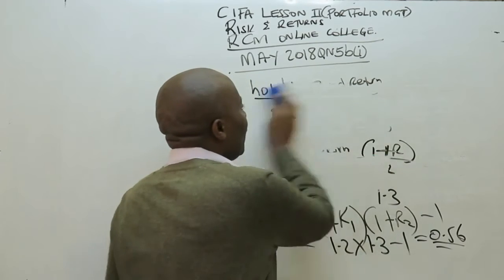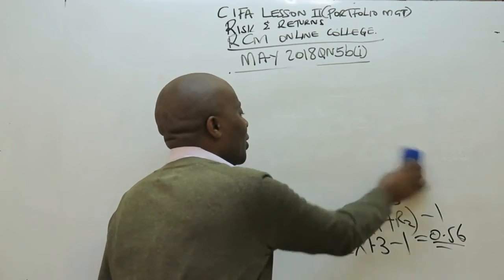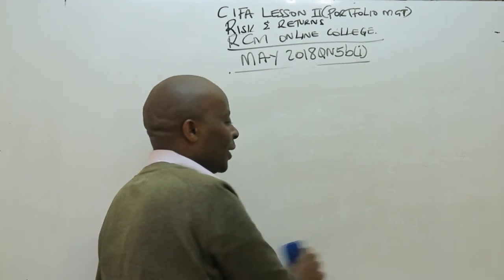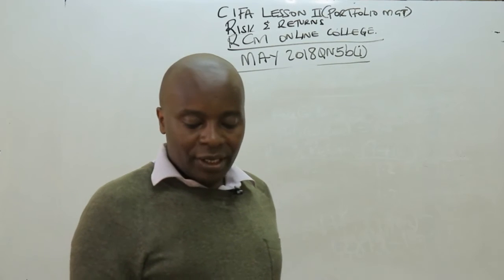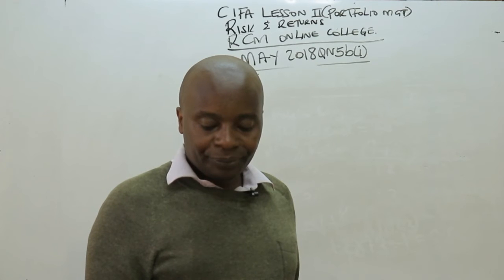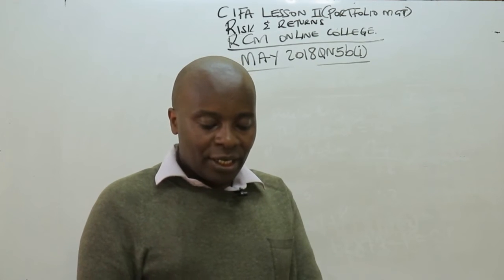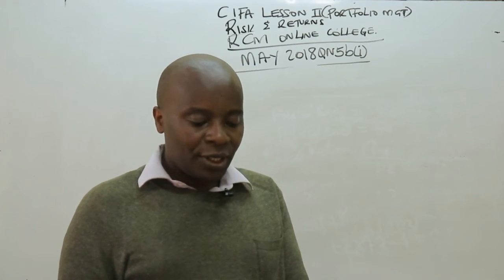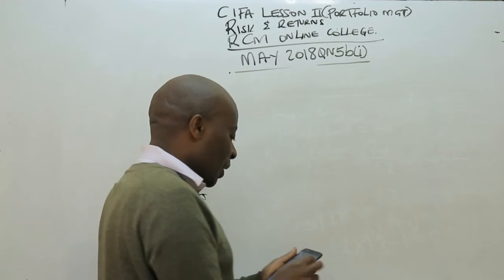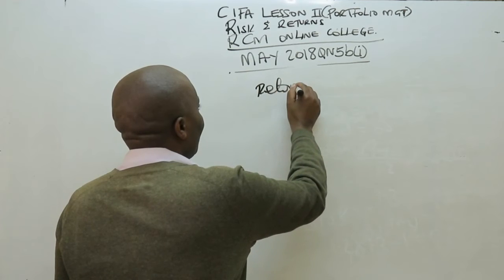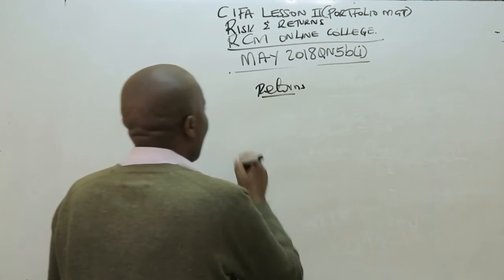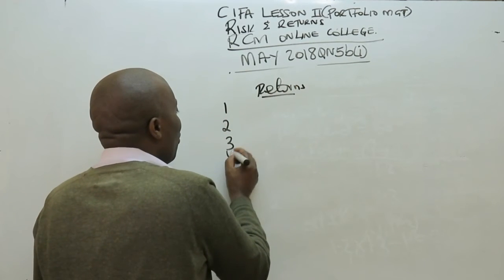So when you look at the question that we are given here, ladies and gentlemen, it's quite an easy one. They have given us the net returns. They have given us returns here for the 5 years. So we have 1, 2, 3, 4, 5.